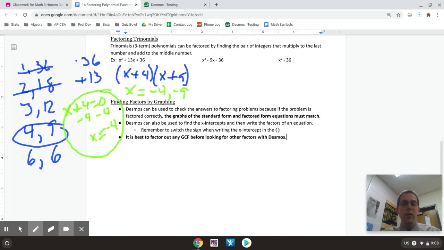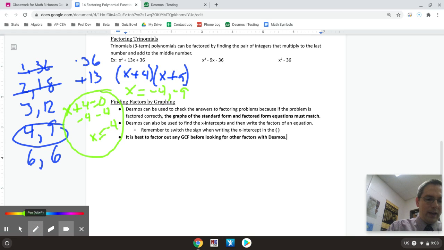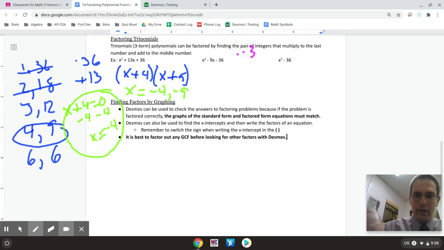Now for the second one, same idea. This time notice you're multiplying to a -36. We'll do this one in a slightly different color. So I'm multiplying to -36 and adding to -9. Since I'm multiplying to a negative number, I know one of my numbers is going to be positive and one's going to be negative. I'm going to use the same list of numbers over here, but what you notice is now I can make one positive and one negative.